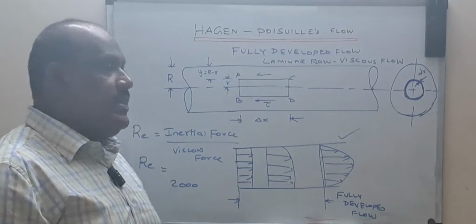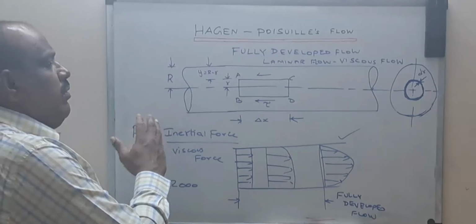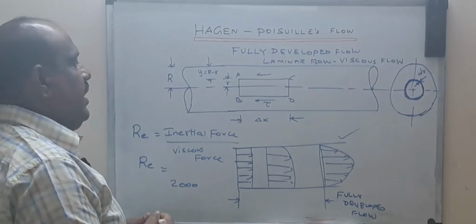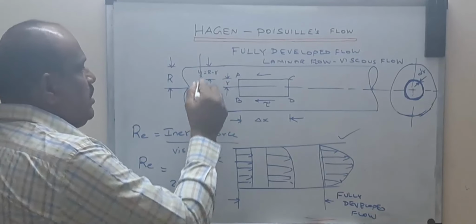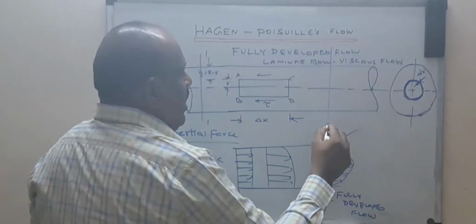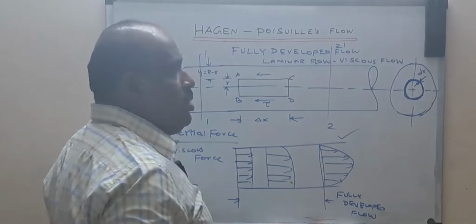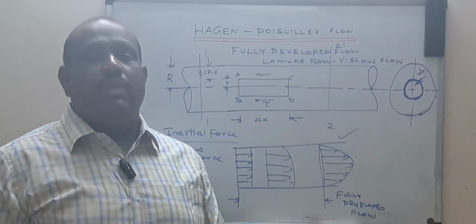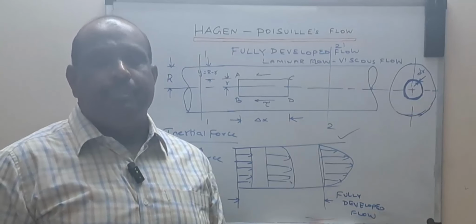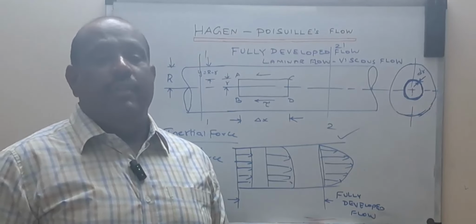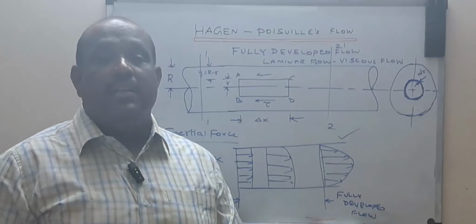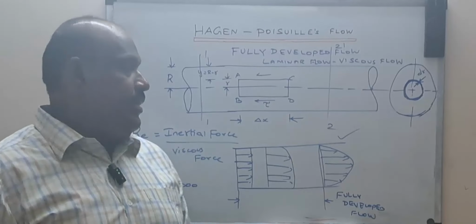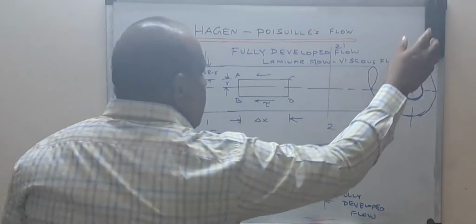For this, let us consider the flow going from left to right, from inlet to exit. Let us say it is 1 dash, and let us go up to 2 dash. When the fluid goes from 1 dash to 2 dash, there is a loss of pressure head, because of the viscous nature of the fluid. That only we are going to study. That is our intention.